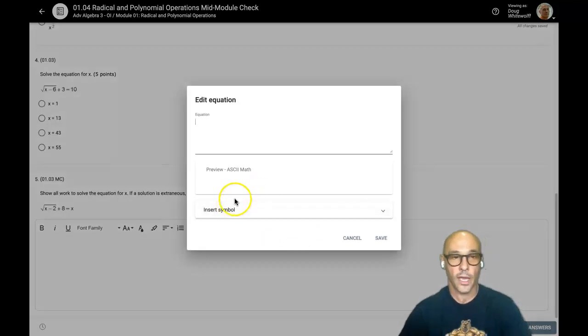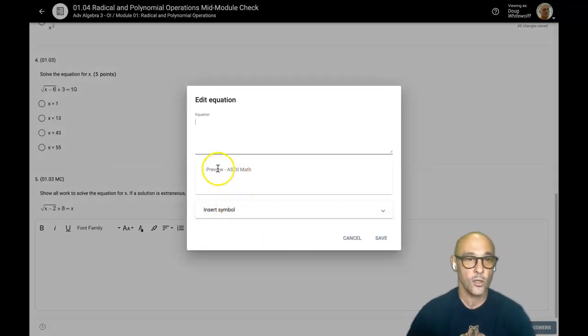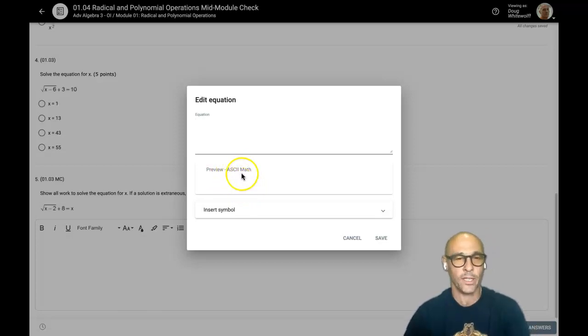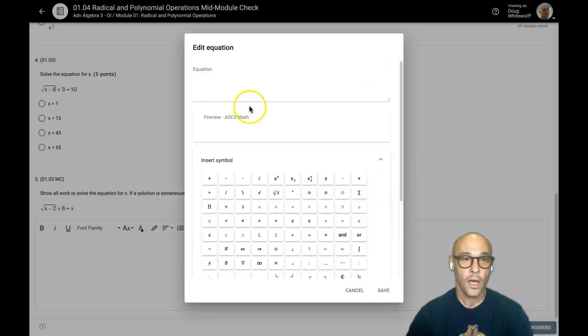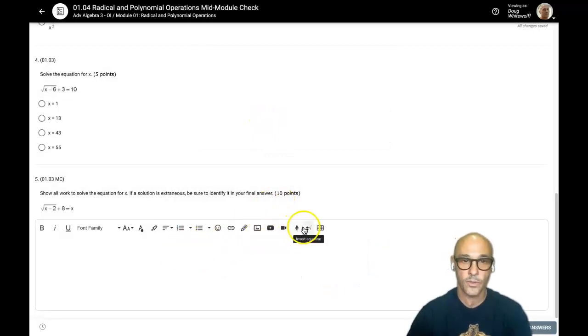And when you do that, it's using ASCII math. I forget what it's called. It's the same as LaTeX. LaTeX is like a programming language for math. There are these insert symbols down here that are super helpful.